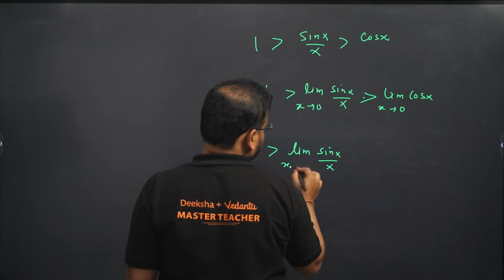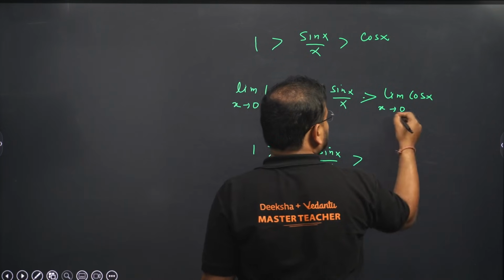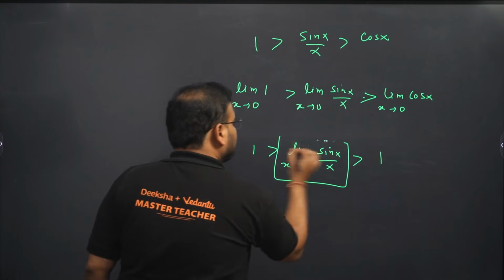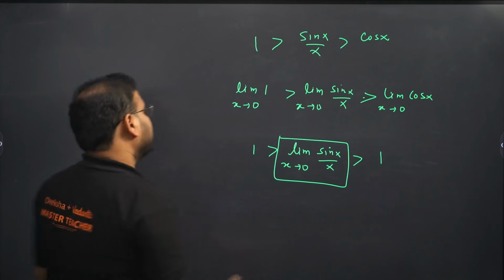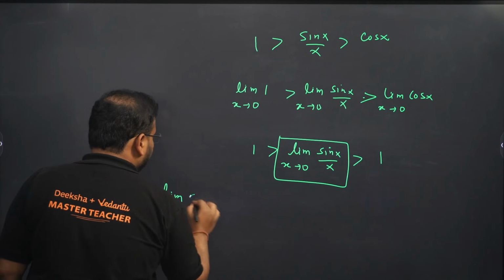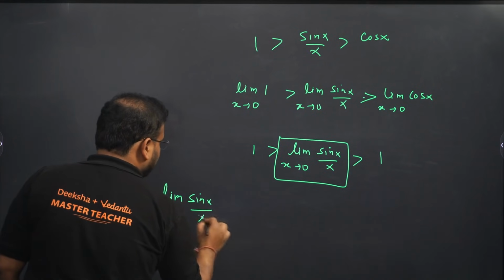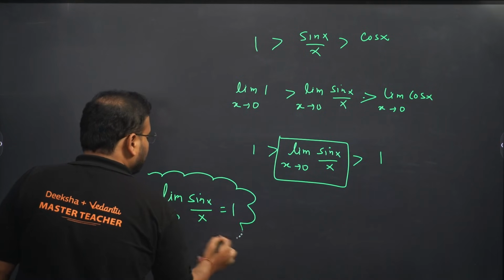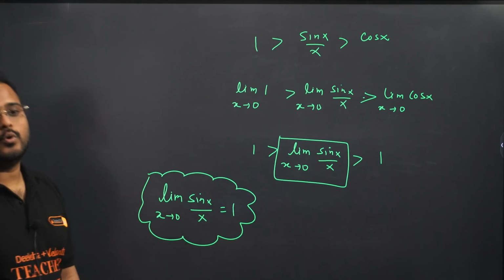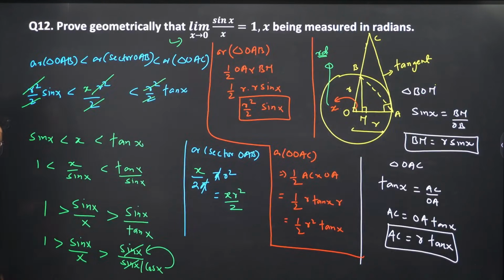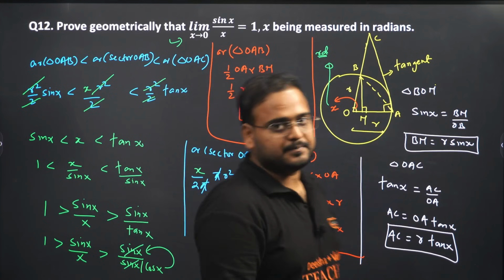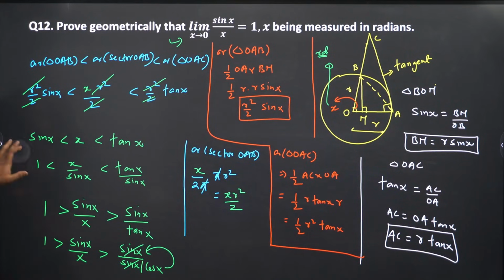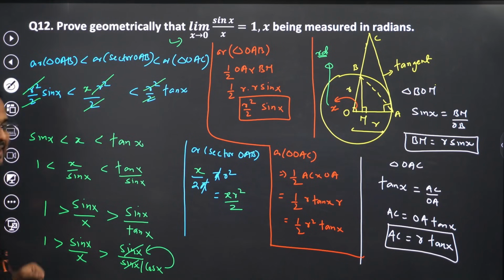Check. And this value over here, cos of 0 will become 1. Means this particular value of this given limit is between 1 and 1. What it implies? It implies basically that limit of sin x by x when x tends to 0 is actually equal to 1 only. Have a look. Geometrical method done. Have a look, guys. Clear? Is this clear? Can we move on?